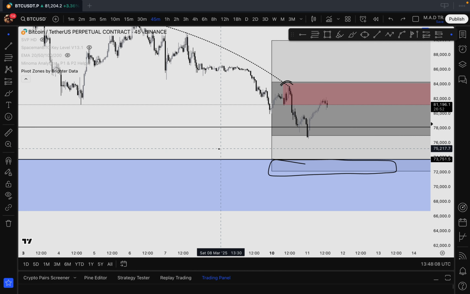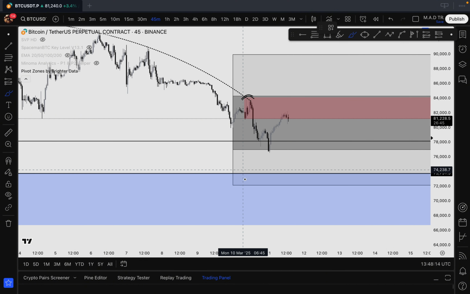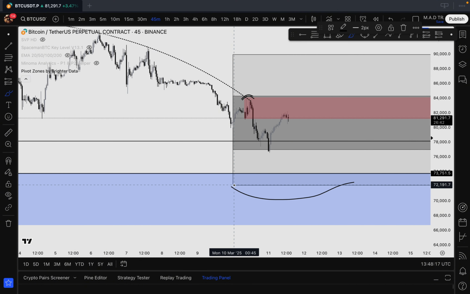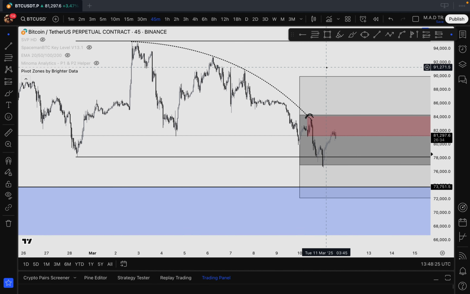First of all, because we reach a high time frame demand zone, and because on a weekly it is very unlikely for price to exceed this box, because in 80% of the cases we will stay within this box. So those are nice confluences to look for.